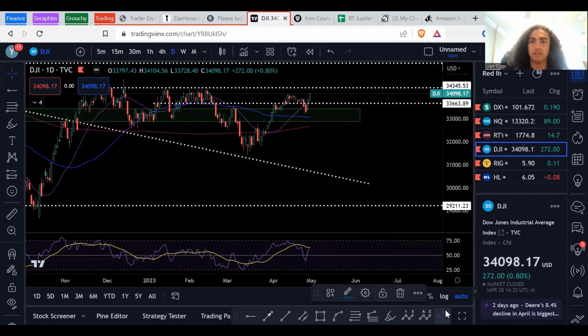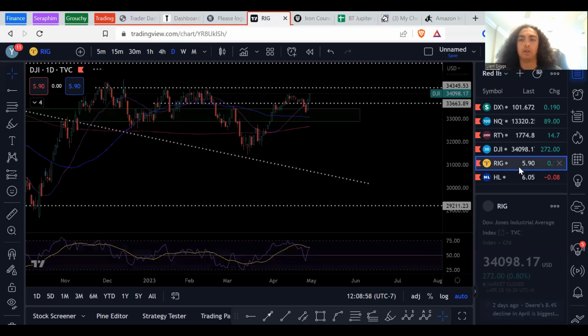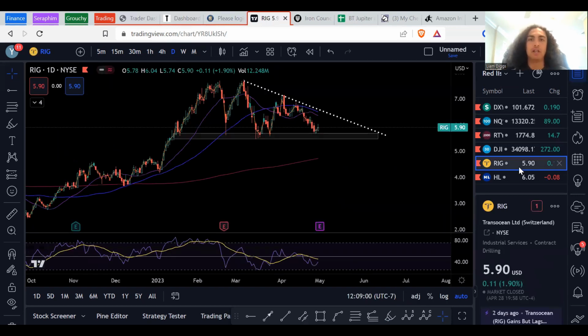Of course, there's really a million and one different ways this could go, but it's what I'd like to see happen if we're going to maintain this bullish momentum. Now, let's go ahead and take a look at my trade of the week. This week, we are looking at Transocean Limited. The ticker symbol is RIG, R-I-G.